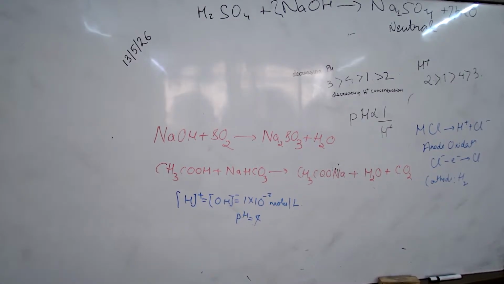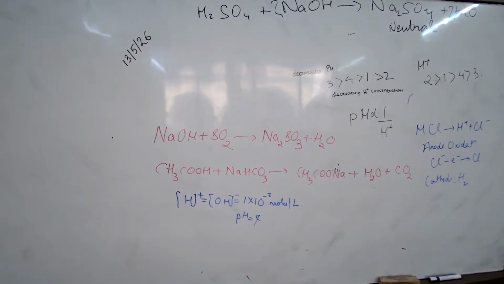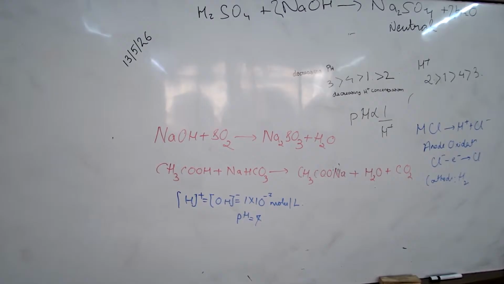Which compound is used for cooking purposes? Sodium bicarbonate, NaHCO3, or baking soda. Next. Give the formula of slaked lime. Slaked lime is Ca(OH)2. Calcium hydroxide. Next.